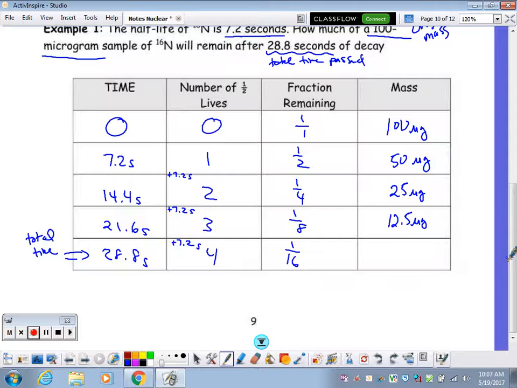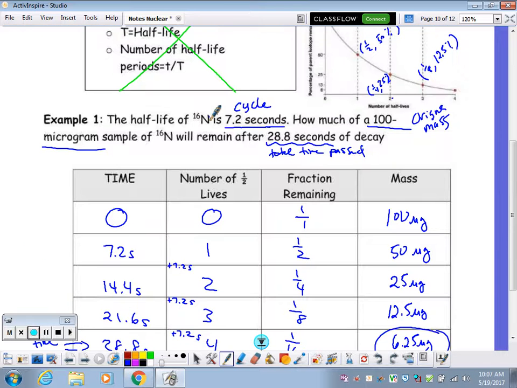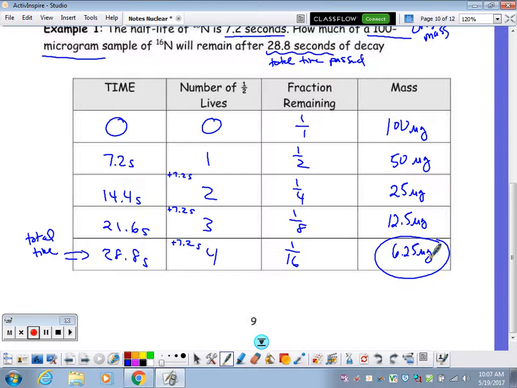And then it needs to go through one more cycle, so this mass is cut in half again, so then we're at 6.25 micrograms. So nitrogen-16, when it passes through 28.8 seconds, only 6.25 micrograms of its original 100-microgram sample is still radioactive. We will do more half-life practice problems in class, but this is the basic pattern of how to fill it out and think through the process.